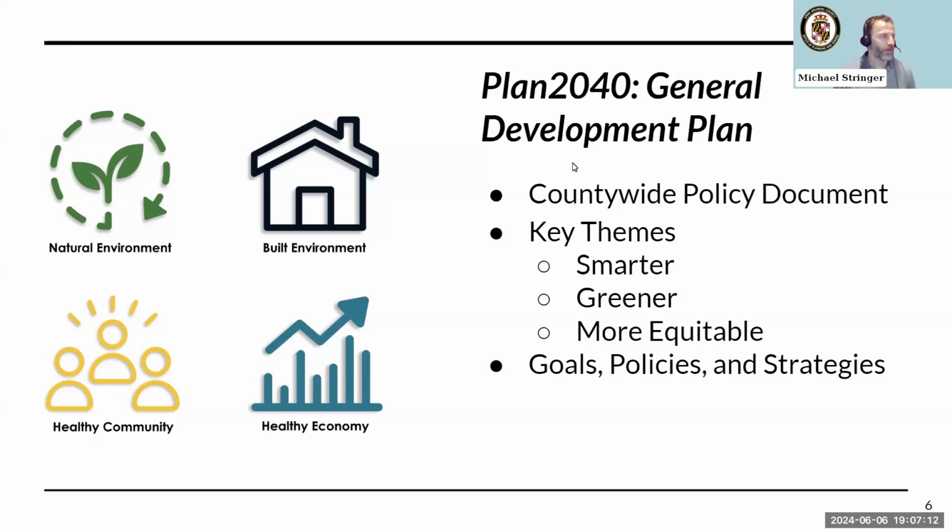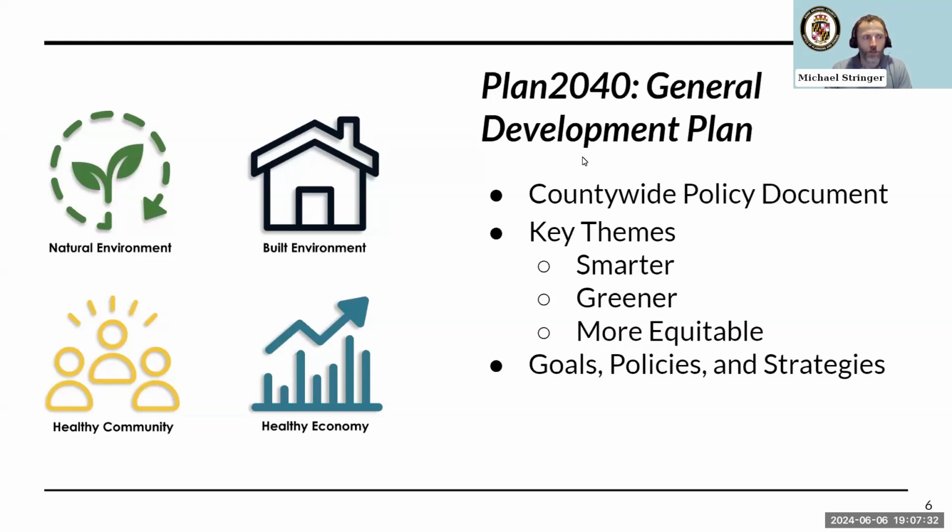As we begin to talk about the region plans, I first want to put them in the context of the General Development Plan, which is the countywide plan for land use and growth management. That's called Plan 2040 in its latest iteration. It's a policy document for land use planning that looks over a 20-year time horizon, so hence the 2040. We were developing it in the year 2020.